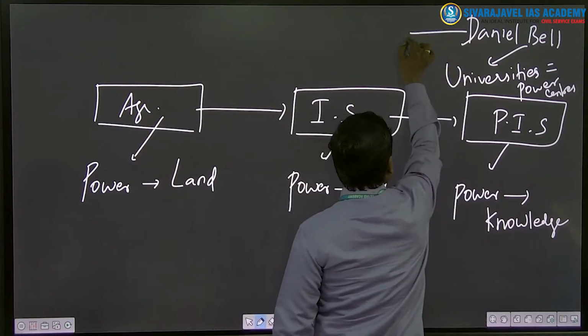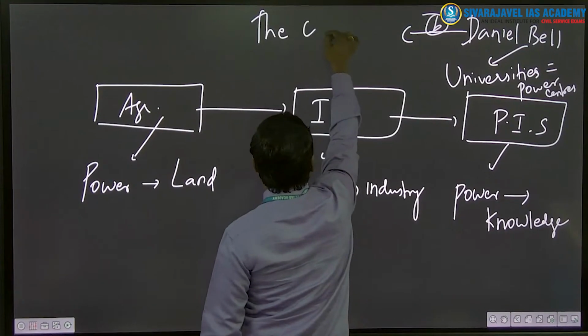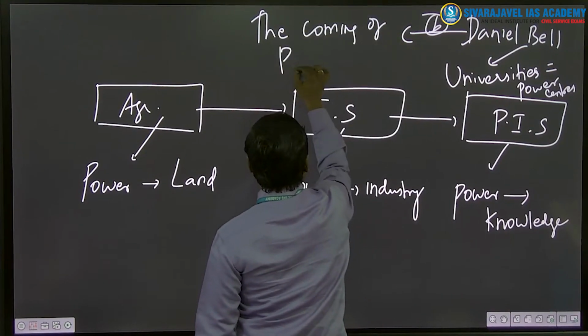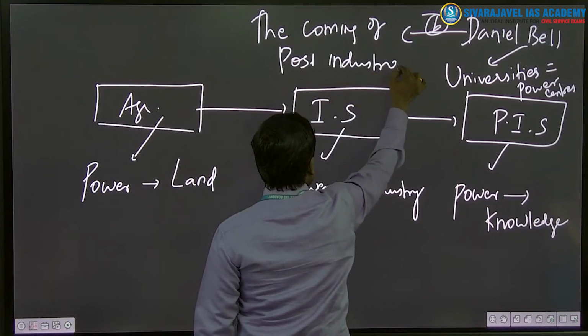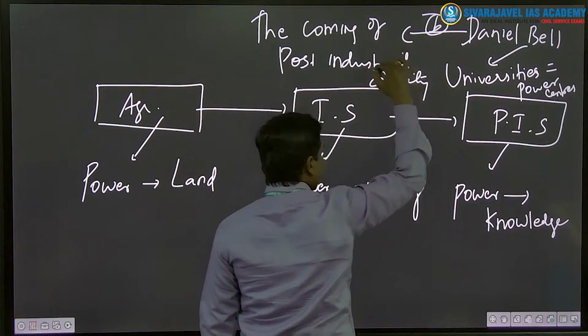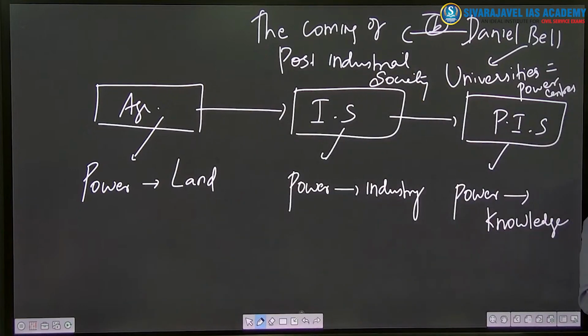He wrote a book, The Coming of Post-Industrial Society. This is the book written by Daniel Bell.